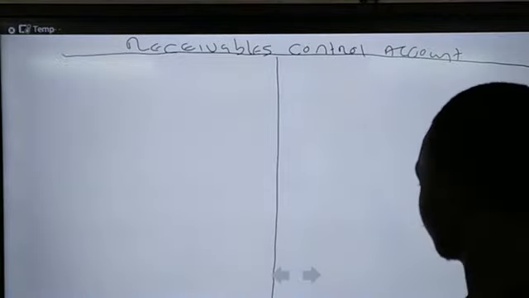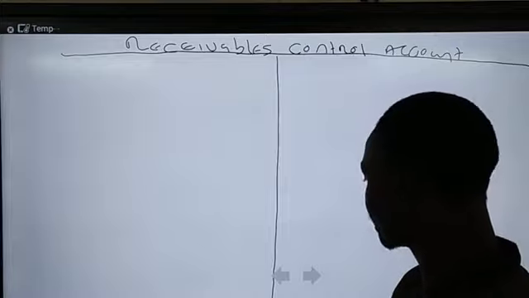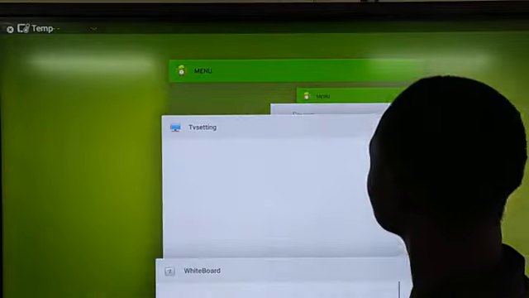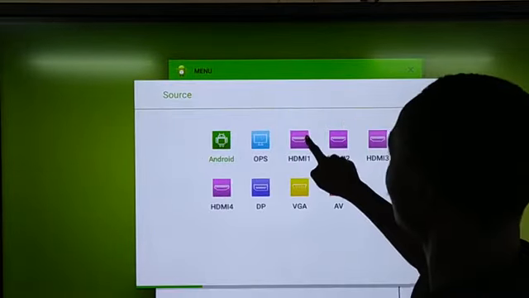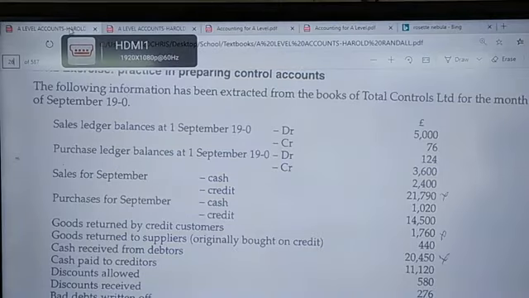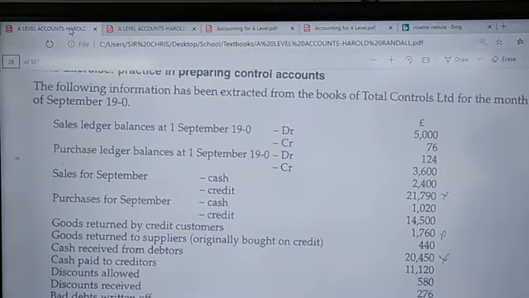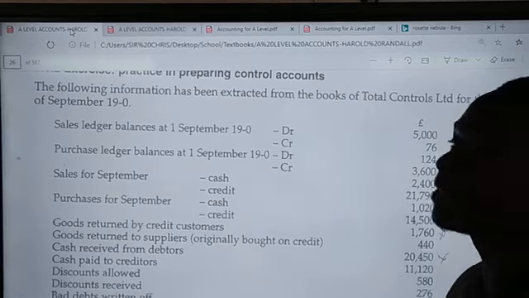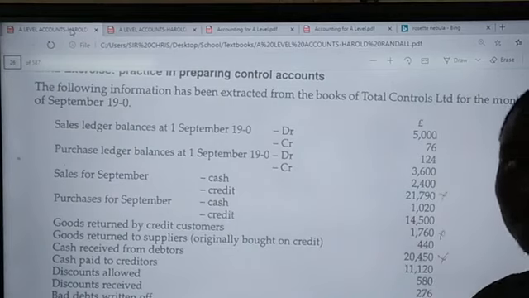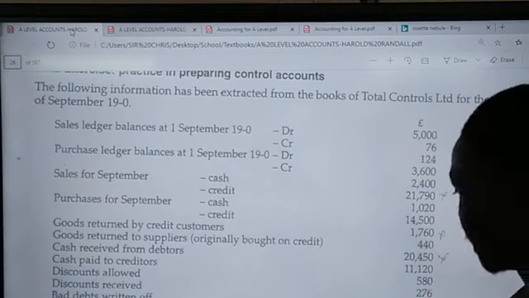From the question, we can see the first part. If we check from our source, we have our sales ledger balance at 1 September. There is a debit and a credit. Then purchase ledger balance, again, we have got a debit and a credit. So I want to do it at once. We start by recording balance BD from our previous video where I was showing you the layout.